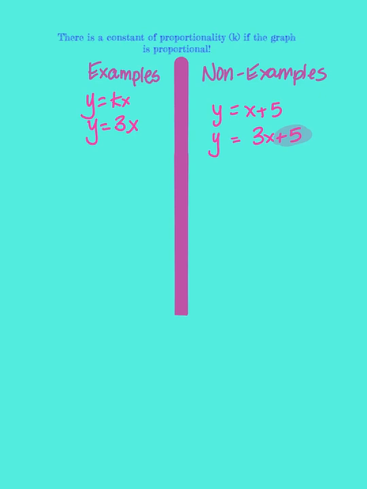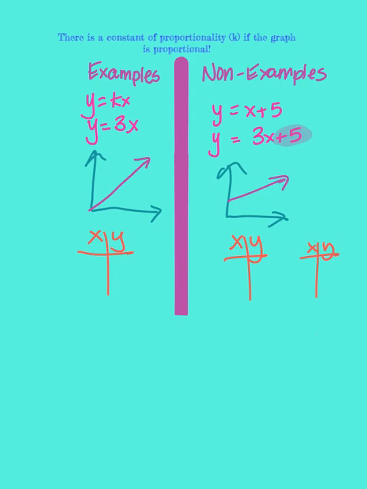Okay, what about if we had a graph? I can tell if it's proportional or not by if it goes through the origin. If it goes through the origin, it's proportional. If it doesn't, not proportional. Also, I can tell in a table. So if I had, for example, 2, 10, 4, 20.